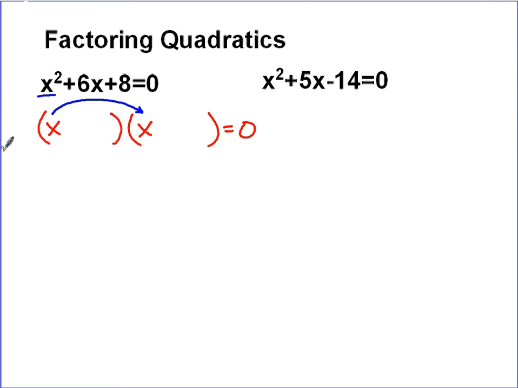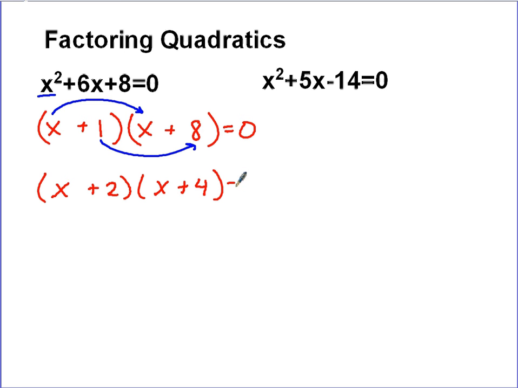Okay, we also know that the two numbers in the second spots have to multiply to 8. So I could put 1 and 8 here. That could be it, because we do know that 1 times 8 will get us the 8. However, it could also be x plus 2 times x plus 4. Because in this case 2 times 4 also gets us the 8 that we're looking for.